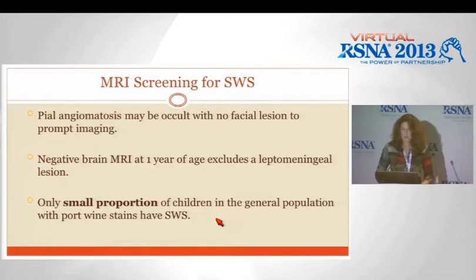So pial angiomatosis may be occult if there is no facial lesion to prompt imaging, and a negative brain MRI at 1 year of age has been shown to exclude a leptomeningeal lesion. Only a small proportion, about 8% of children in the general population who have a port wine stain, have Sturge-Weber syndrome.